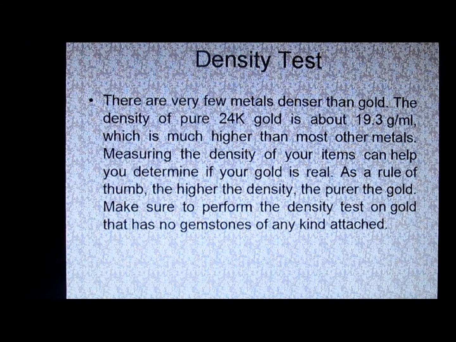The density of pure 24K gold is about 19.3 grams per milliliter, which is much higher than most other metals. Measuring the density of your items can help you determine if your gold is real. As a rule of thumb, the higher the density, the purer the gold. Make sure to perform the density test on gold that has no gemstone of any kind attached.